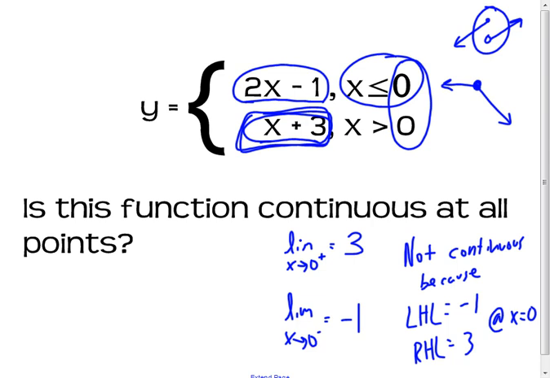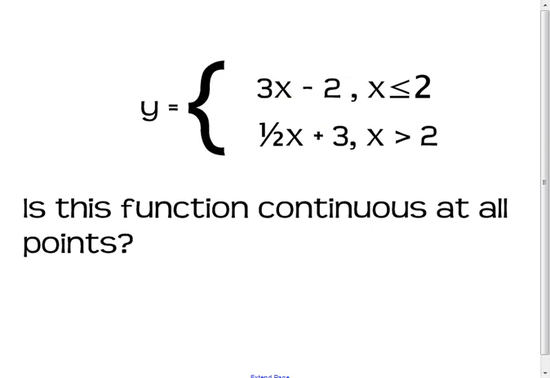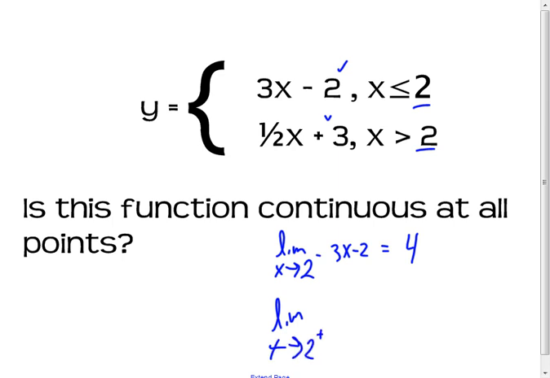Okay, look at another one of those. Again, we have a line and a line, so we don't have to worry about those functions being discontinuous. So again, we're concerned with 2. So if we look at the top one, that would be your left-hand limit. If we plug in 2, we get 6 minus 2, which is 4. The right-hand limit at x equals 2 of 1 half x, plug in 2 there, you get 2 times a half, which is 1, plus 3, which is 4. Since they are the same from the left and the right, it will be continuous because it's a filled-in circle.